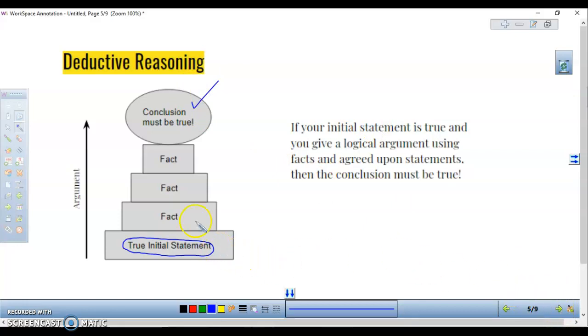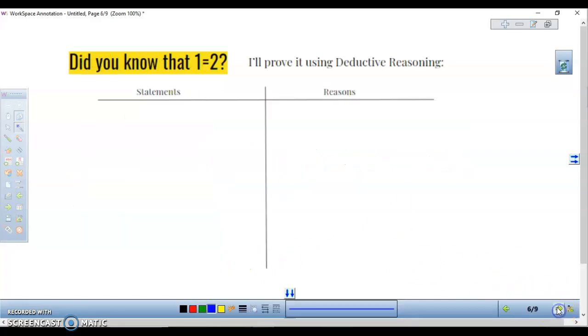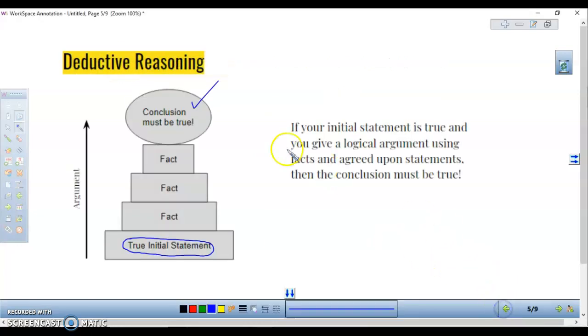Logically, it follows from my argument. All right, so let's talk about how you can trick someone with deductive reasoning. Now, let's go back and look at this. If I were to slip in a lie right here, something that wasn't true, and I convinced you it was, then this conclusion wouldn't have to be true anymore, because then it's not following the rules of deductive reasoning. You've got to build your argument on facts.